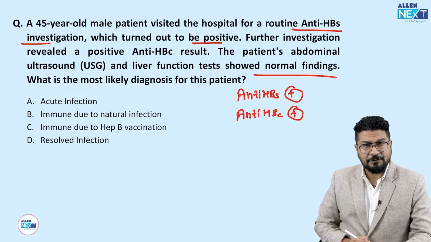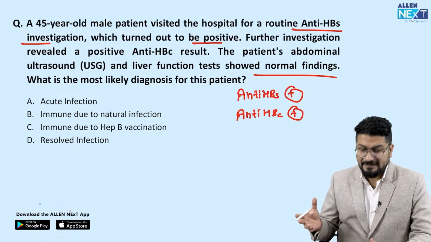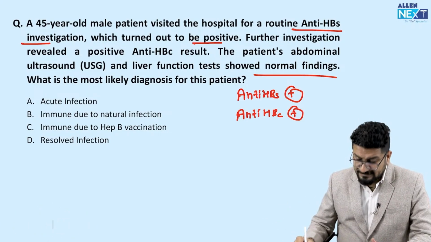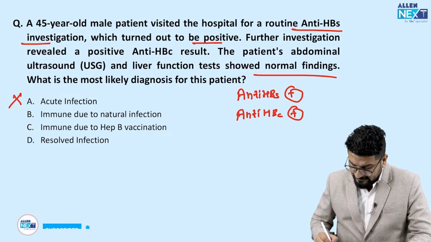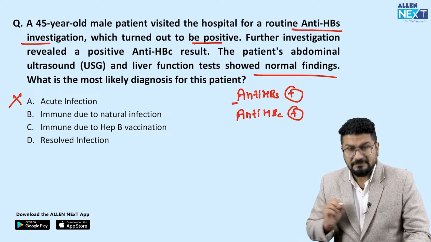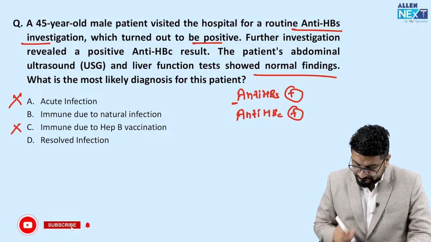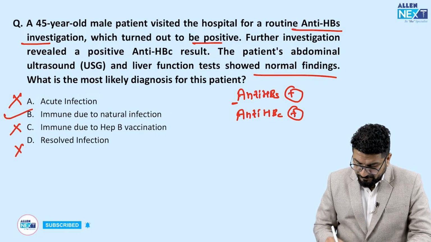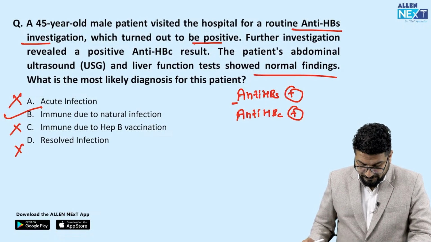What is the diagnosis? Is it acute infection? No. In acute infection, IgM should be positive. There should be a marker like hepatitis B surface antigen positive, but instead antibody is positive. Immune due to hepatitis B vaccination? Here only anti-HBs would be positive if vaccinated; anti-HBc will not be positive. Resolved infection, no. It is immune due to natural infection. So the answer for this question will be B, immune due to natural infection.